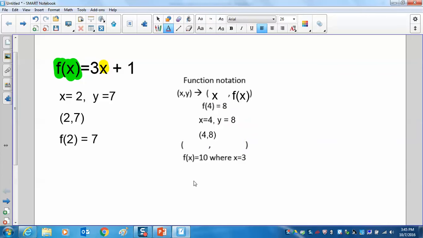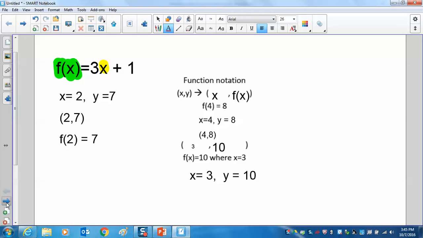Okay. Let's look at this second example. You're being told that f of x equals 10 where x equals 3. So we could think about it as an ordered pair. I could say it's 3 comma 10. Or I could decide, okay, they're telling me that x equals 3 and y equals 10. Our input is 3, our output is 10.